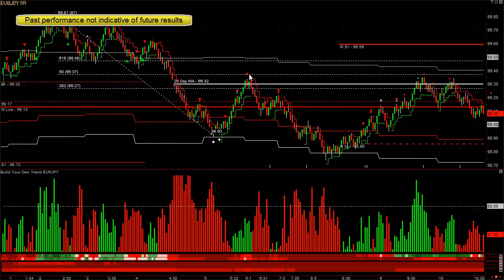That's my preferred choice. I don't like to sell at or underneath the 38%, but I like to sell somewhere in between the 38 and 50. And if it's going up with a little bit more strength than this, I'll get short at the 62%.